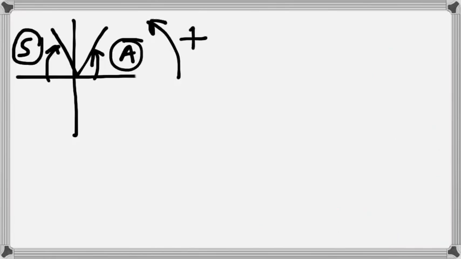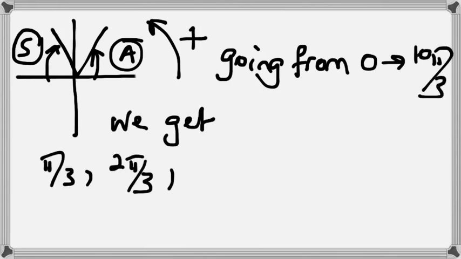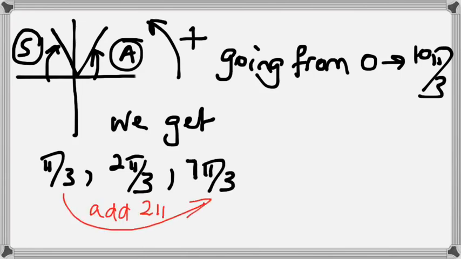Now we're going from 0 to 10 pi on 3. So what do we get? Going in the anti-clockwise direction, the first quadrant yields pi on 3. The second quadrant yields 2 pi on 3. Now, all you've got to do is keep leapfrogging by 2 pi to get all the corresponding solutions in the subsequent revolutions around the unit circle. So the next one is pi on 3 plus 2 pi, which gets you 7 pi on 3.